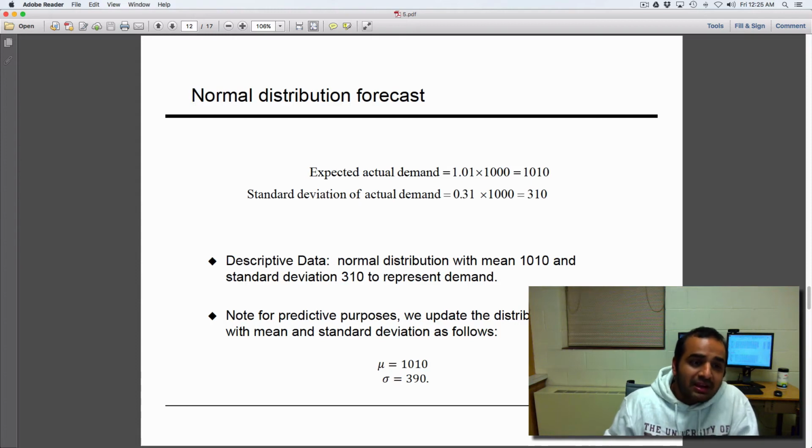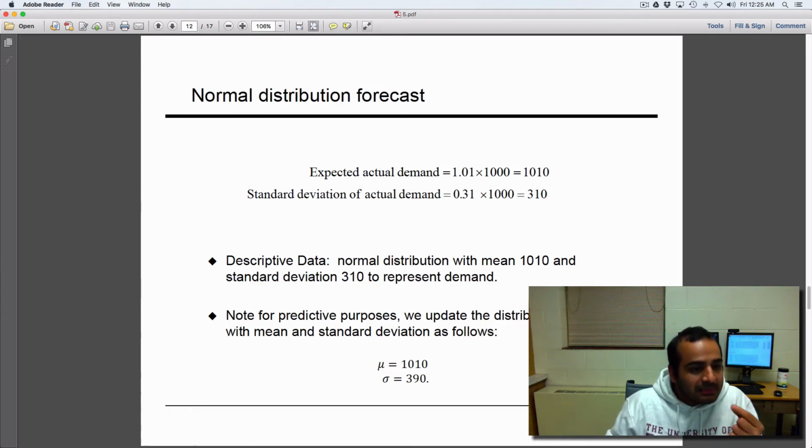Note, if you want to predict demand for predictive purposes, we need to update the demand distribution. If you want to predict it for a later time period or later upcoming products, we can update the normal demand distribution as follows. The mean we can just keep the same, 1010, and the standard deviation needs to be corrected. The standard deviation will be corrected from 310 to 390. Why? If you want to learn the reason behind it, go back to a few videos earlier where we corrected our moving average method.